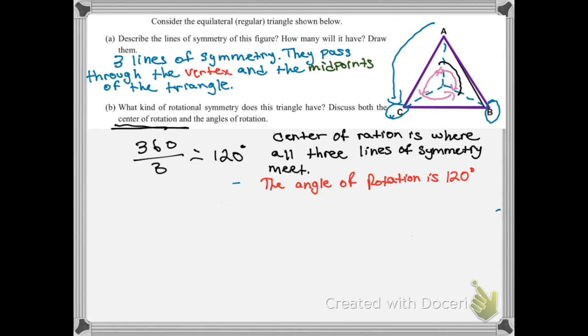But note that this is the minimum angle that we could rotate by, right? I could also rotate another 120 degrees and still have the triangle map onto itself. So how many degrees would it be if I rotated twice? That's right, that would be 240 degrees. So let's note here that this angle is the minimum angle.